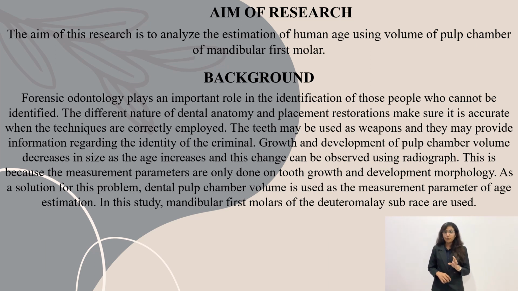Growth and development of the pulp chamber volume decreases in size as the age increases, and this change can be observed using a radiograph. This is because the measurement of parameters is only done on tooth growth and development morphology. As a solution for this problem, dental pulp chamber volume is used as the measurement parameter of age estimation. In this study, the mandibular first molar of the Deuteromalay subrace is used.